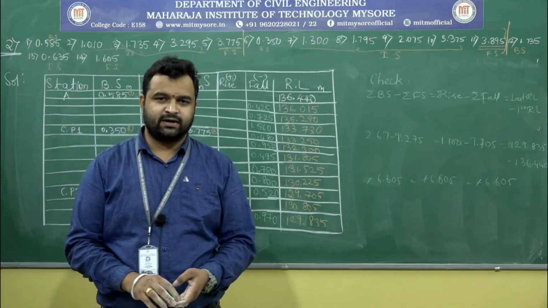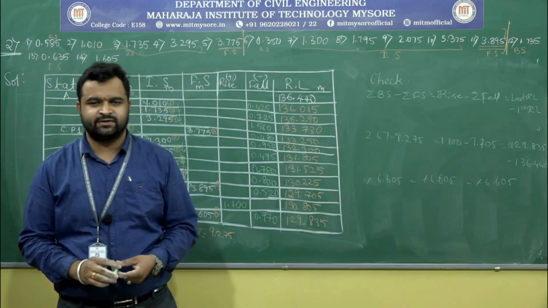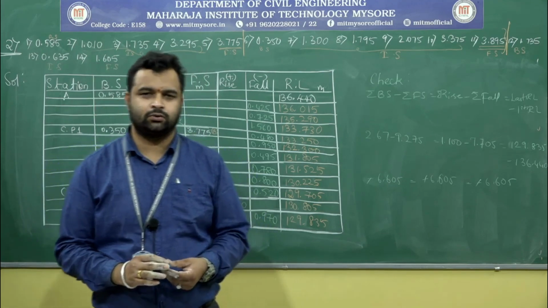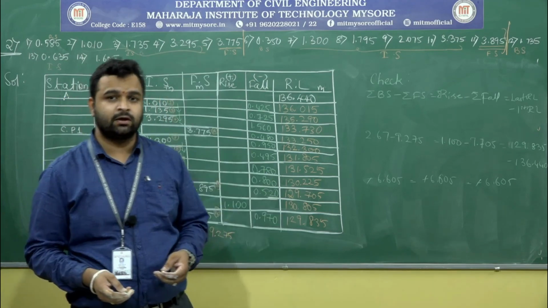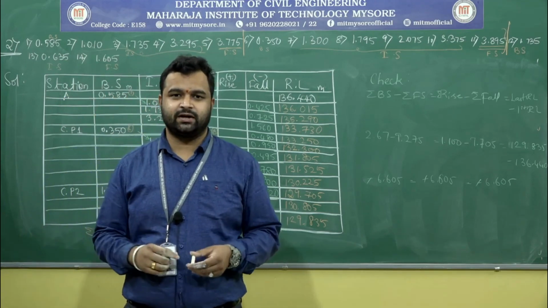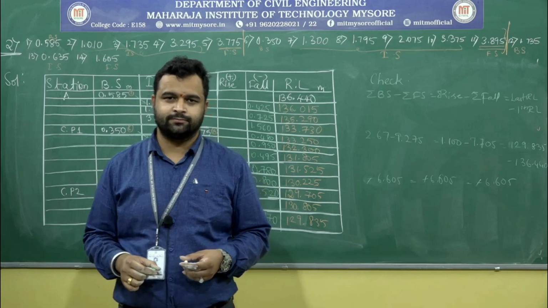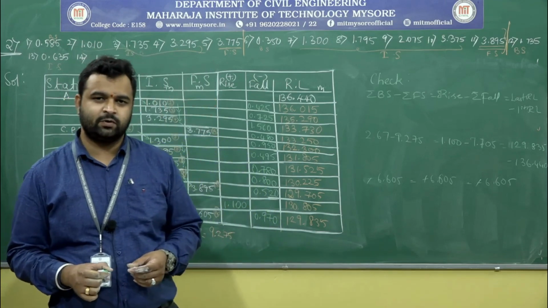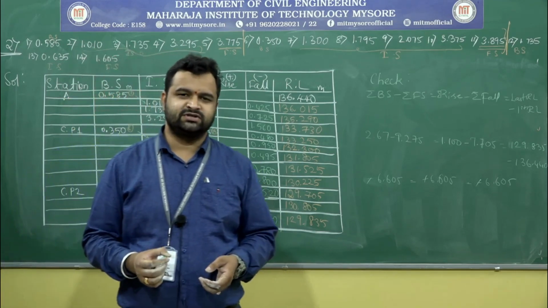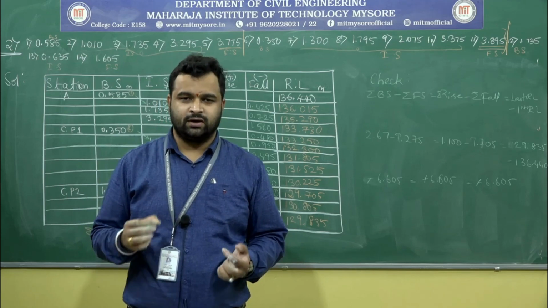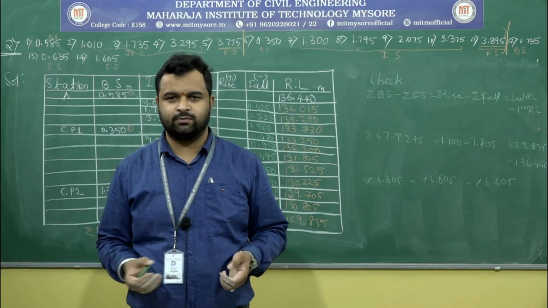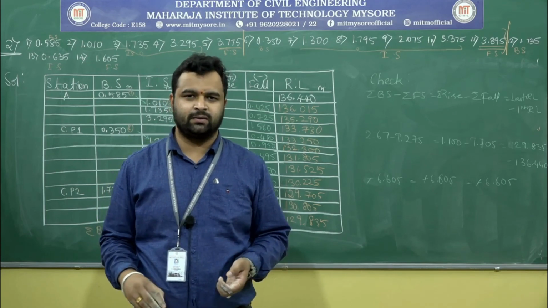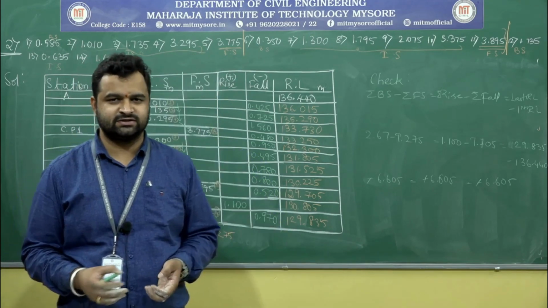So please practice this problem and the previous problem as well, so that you will understand how to calculate the elevations. In the next session we will be dealing with problems with missing data in the RL book. The data will be missing, and we have to calculate the missing data. That is, IS will be missing, or BS will be missing, or FS will be missing, and RLs will be missing. We have to complete the table. We will be taking that up in the later sessions. Thank you.